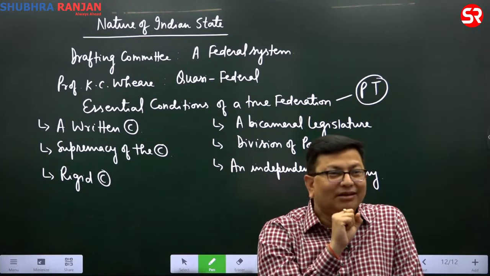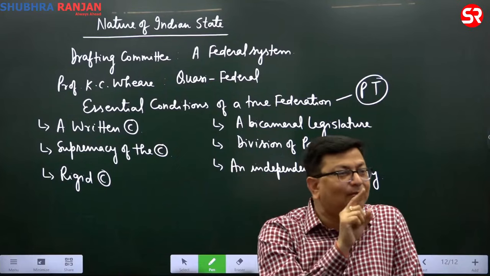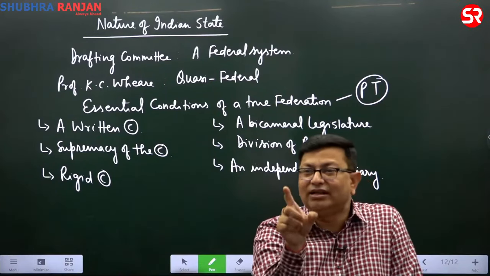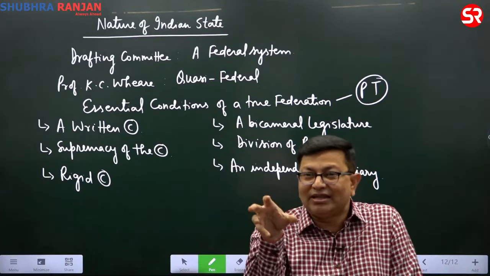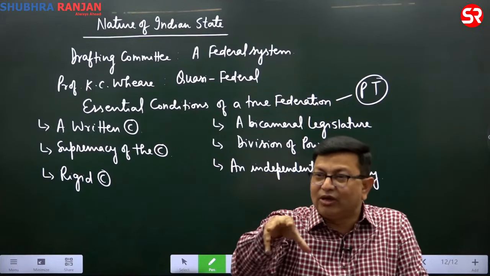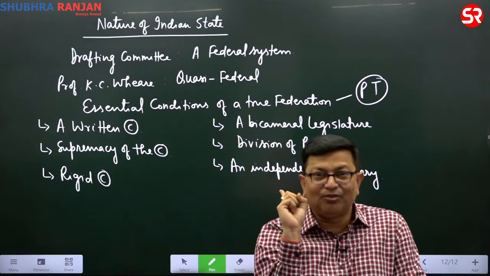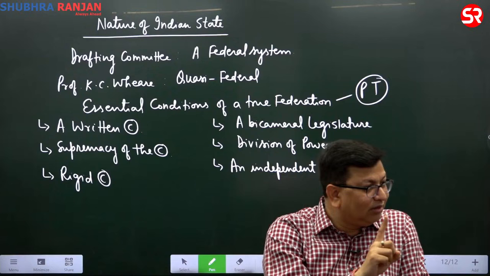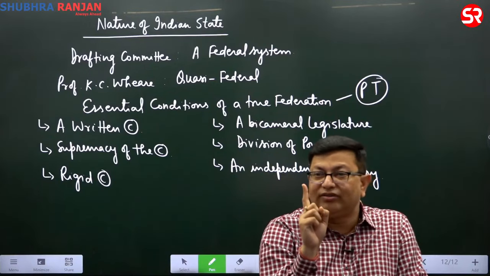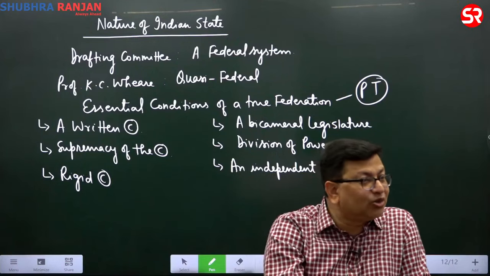And then, why a rigid constitution? Otherwise it will become a plaything in the hands of the central government. As and when the central government feels comfortable, it can manipulate the provisions of the constitution for its own interests. That is why the third point is a rigid constitution. It should not be the monopoly of the parliament or the central legislature to amend the constitution.